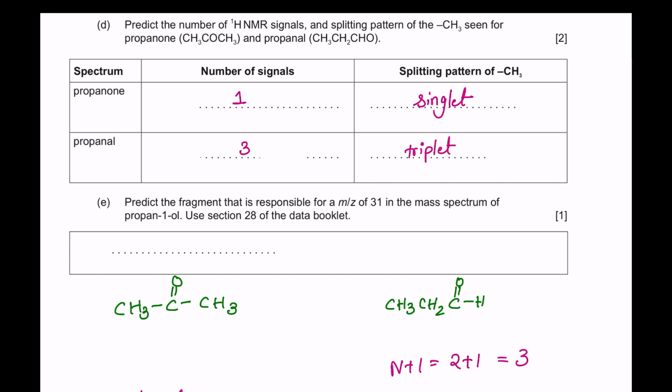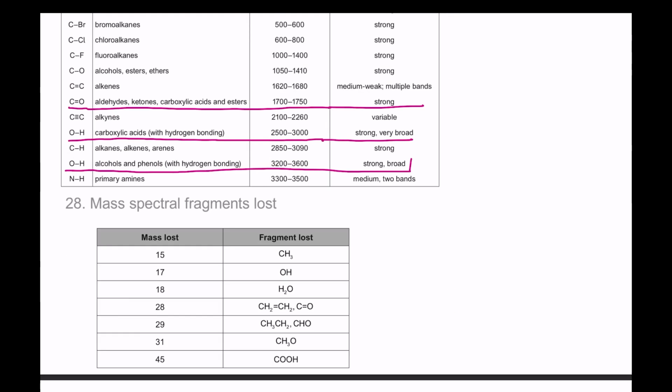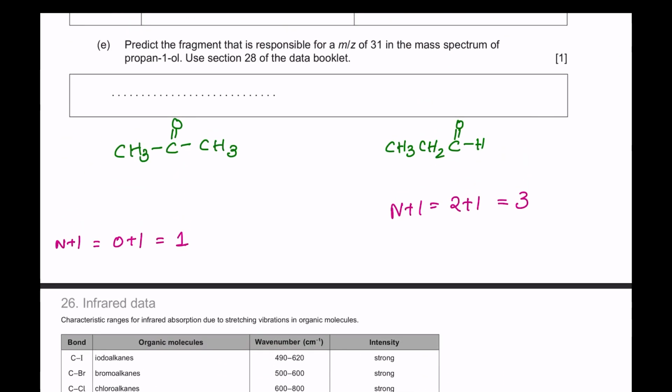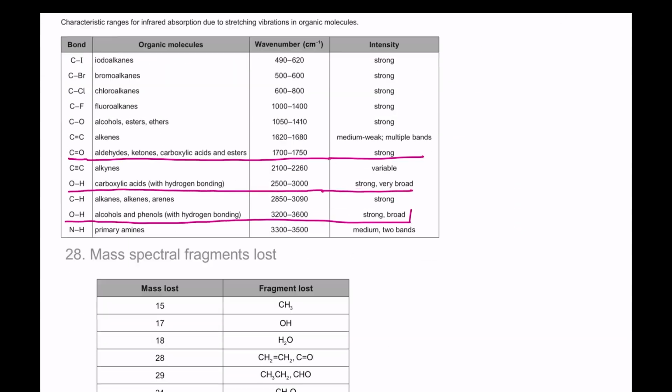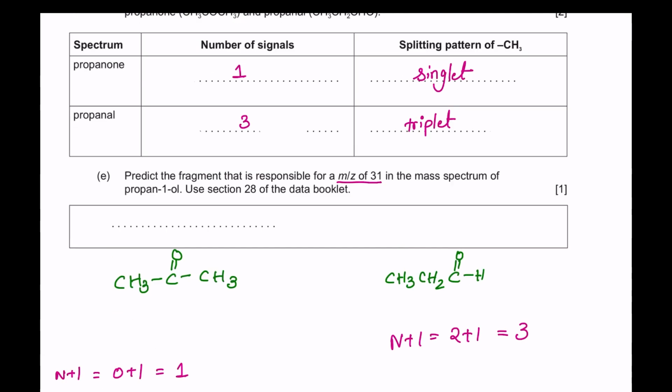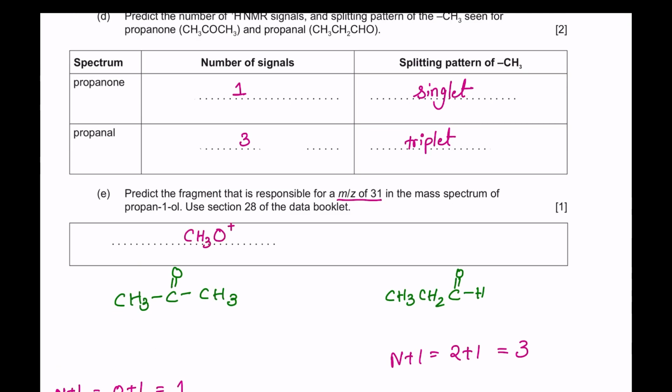So that's all about part D. Now part E is we have to use section 28 of the data booklet, which is here, and we need to identify which fragment is responsible for the m/z of 31 in the mass spectrum. So go here, 31 corresponds to CH3O. So yes, the fragment is CH3O. You might also include a positive sign here because in mass spectrometry the fragments are generally all cations. So that's the answer to part E.